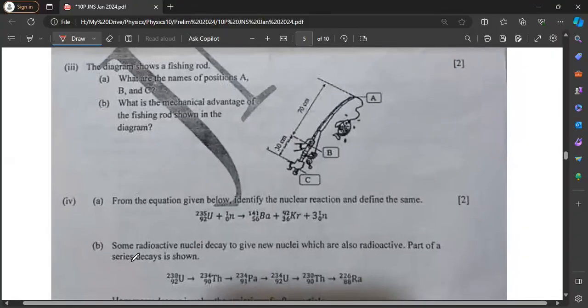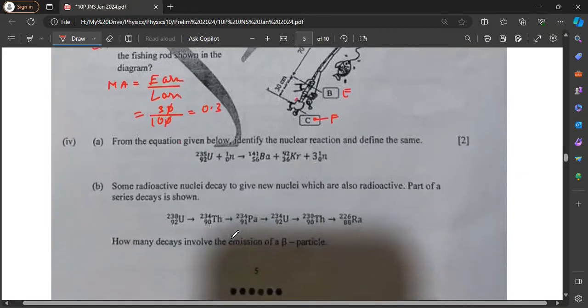Fine. Now, this is a fishing rod. Here is your fulcrum, this is your effort, and this is your load. They are asking for the names, so that is what we have given. What is the mechanical advantage? Mechanical advantage is the length of effort arm upon load arm. So effort arm is 30 and load arm is this whole thing, that is 100. So 0.3 is the answer. Remember, this is a class 3 lever, so MA is less than 1.